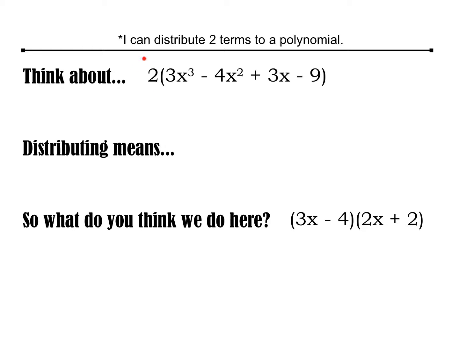So up here we are multiplying one term, a monomial, by a polynomial. Now I have a binomial times a binomial. So how do you think we would approach this problem? Just take a pause for a second.